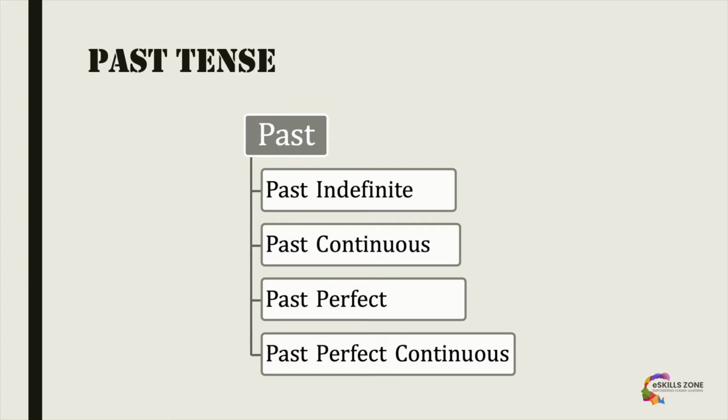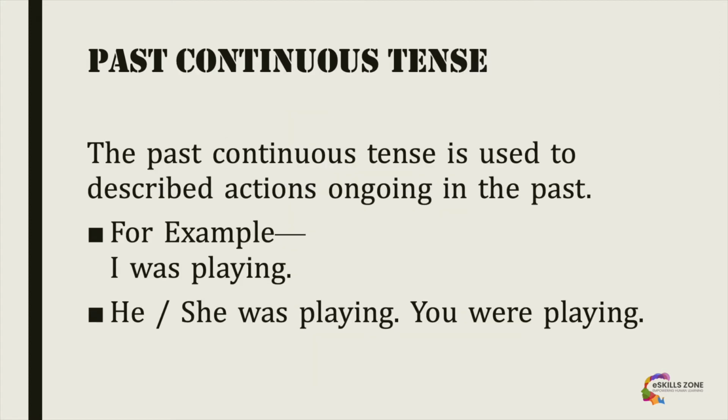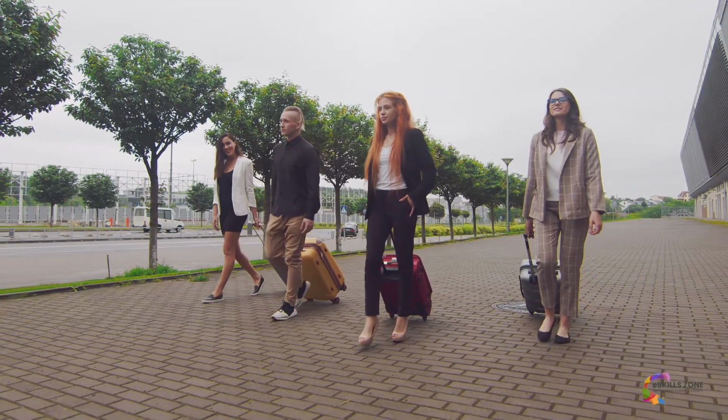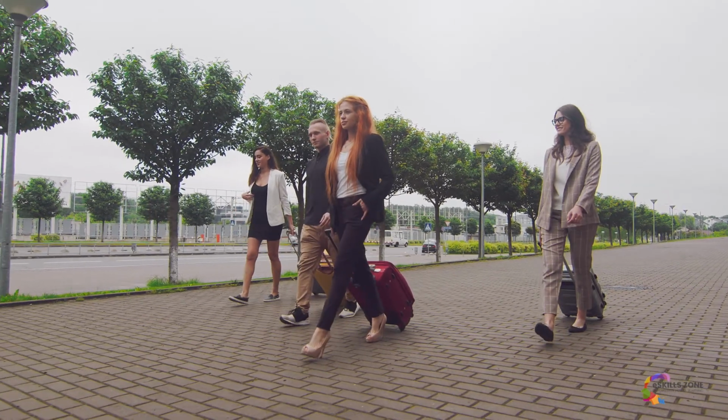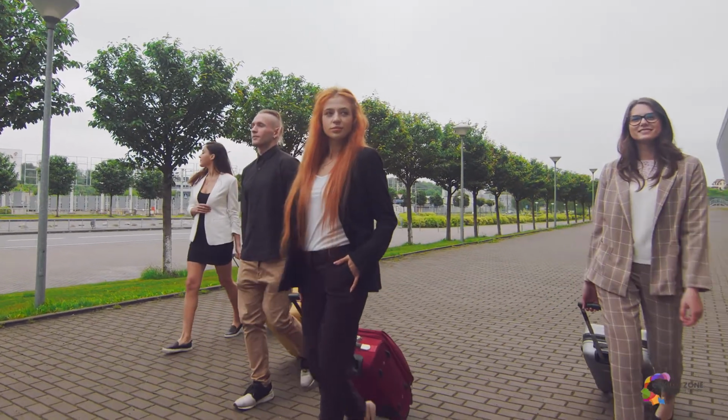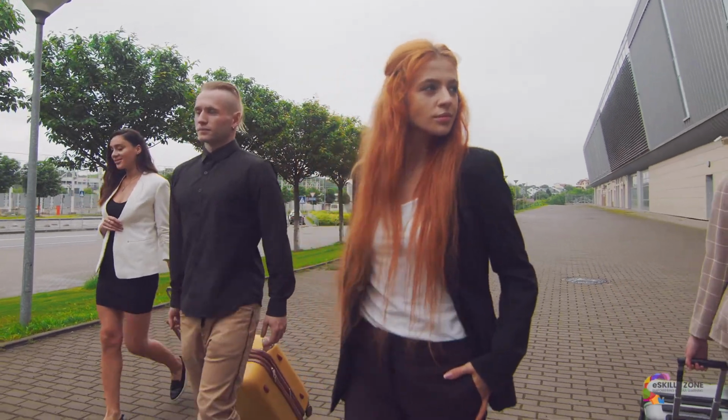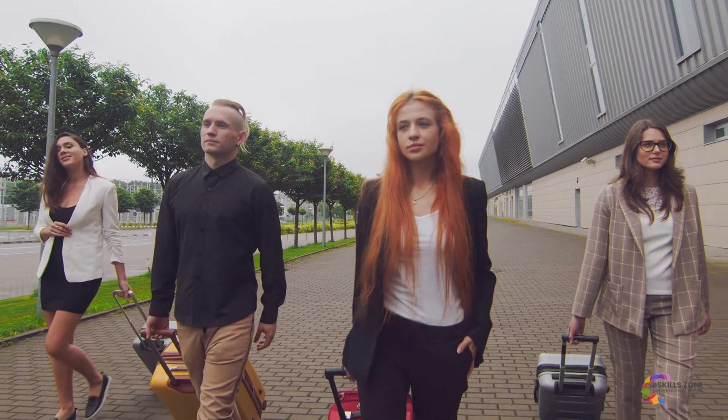Let's look at the definition of this tense. The past continuous tense is used to describe actions ongoing in the past. For example, I was playing, she was reading book, he was taking shower, they were drinking water, we were traveling. If you look at all these examples, there was a continuity of an event or an action, and that was completed in the past too.